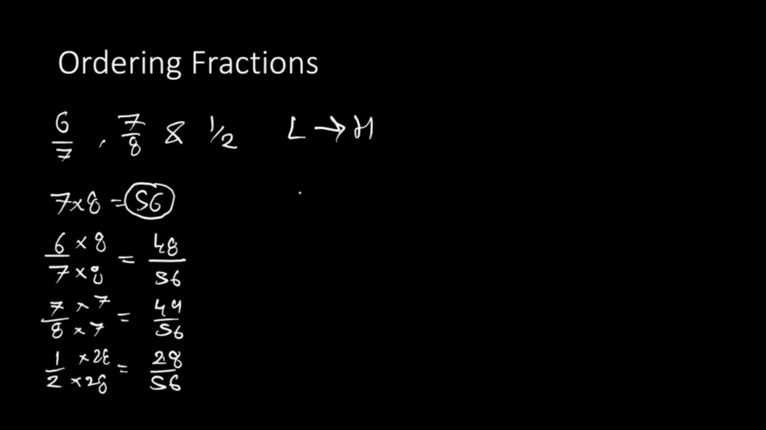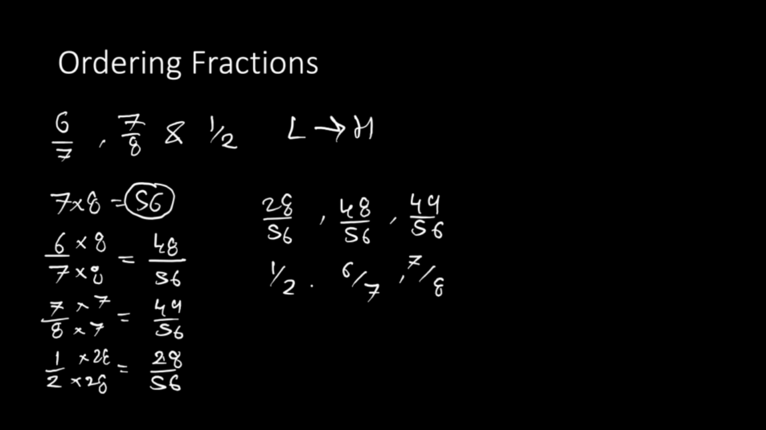You put them in order from lowest to highest just by looking at the numerator. 28, and then 48, and then 49. Convert them back to the original forms. So 28 over 56 is half, 48 over 56 is 6 over 7, and 49 over 56 is 7 over 8. This would be your answer.